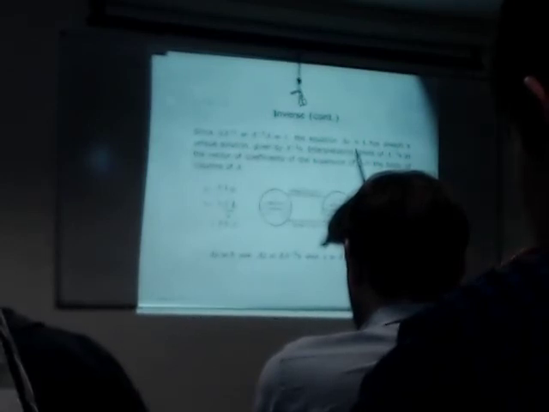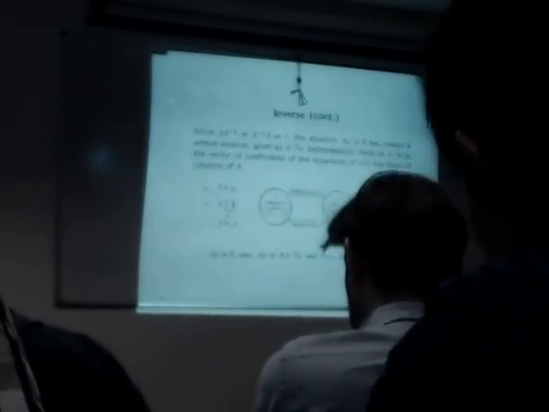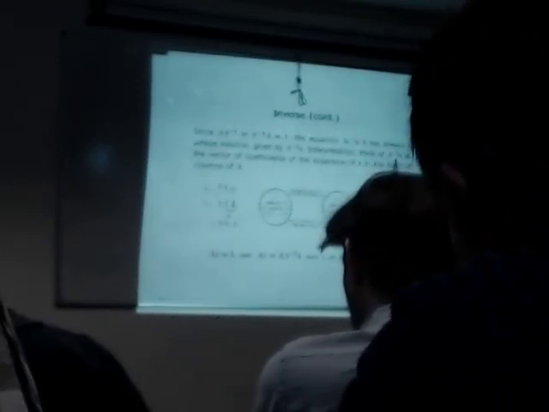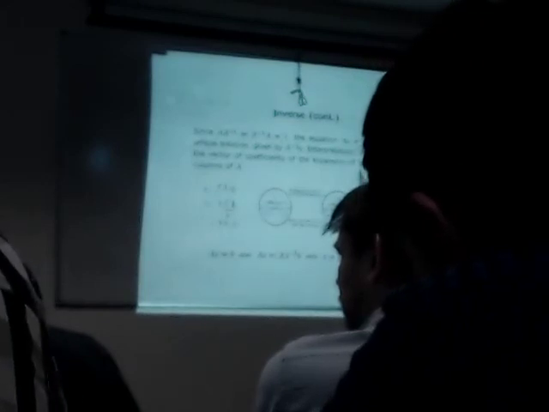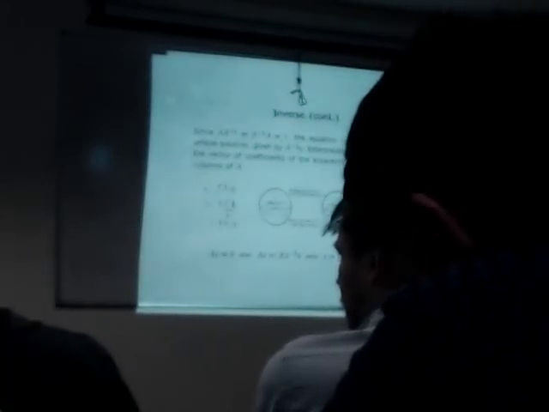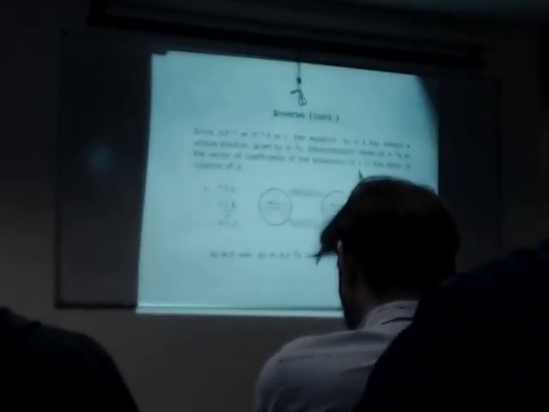So what is the interpretation of the solution X? What is the interpretation of the unique solution of X? The interpretation is the following. You think of A minus 1 B, the solution of the equation, as the vector of the coefficients of the expansion of B in the columns of A. So you can think of the inverse as a change of basis.